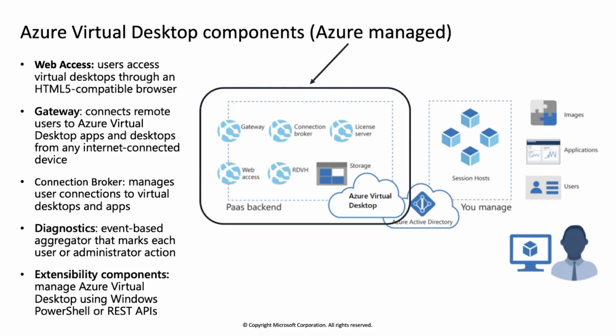All right. Now, the next component which you can see here, which is gateway. Gateway is basically the one which is acting as a mediator, which connects your users. Which users? The remote users to the apps and their desktops from their location, which are being well connected over the internet. So this is acting as a connection broker. All right. So connection broker is basically the one which manages the user's connection.